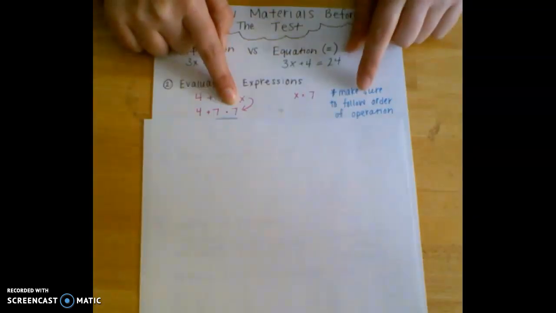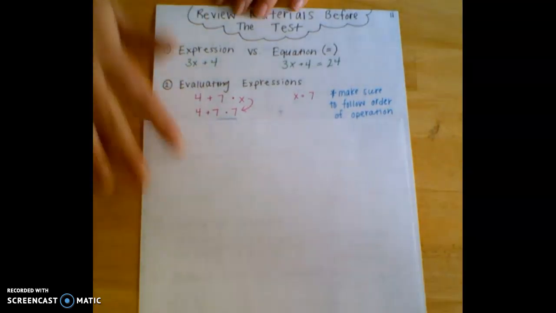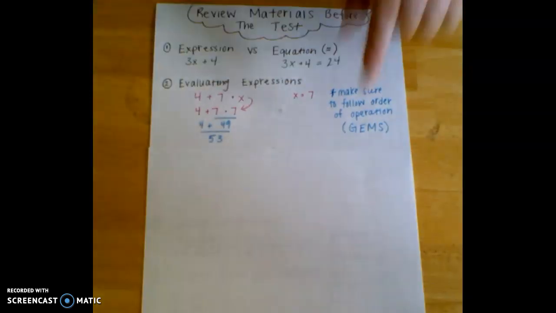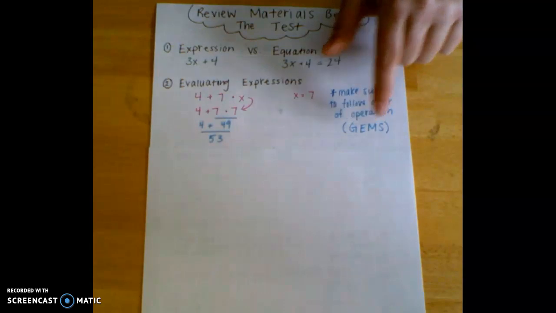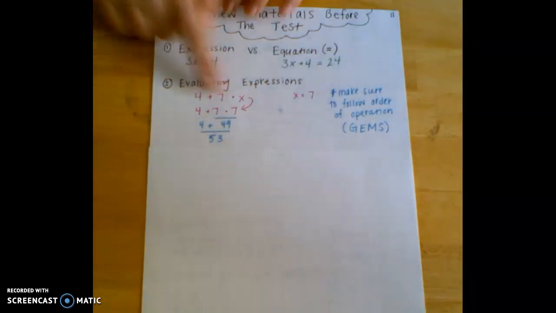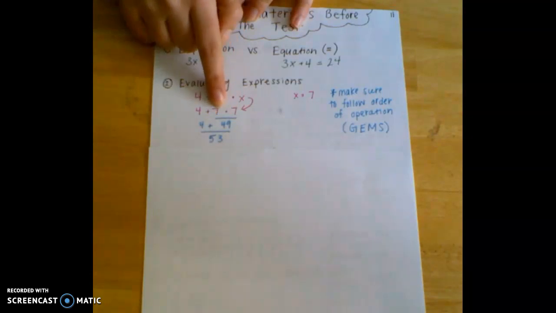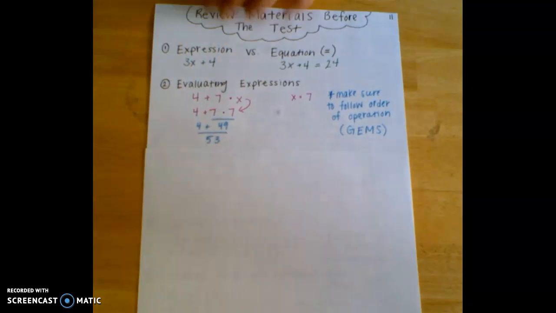Right here, look at this note. This is super important. Ingrain it in your head. Make sure to follow the order of operations, which means GEMS, thinking of what we're doing. So remember, GEMS means grouping, exponents, multiply and divide, subtract and add. So if I use our method here, I underline first I'm multiplying, bring down what I didn't use, then I do 4 plus 49 to get my answer of 53.